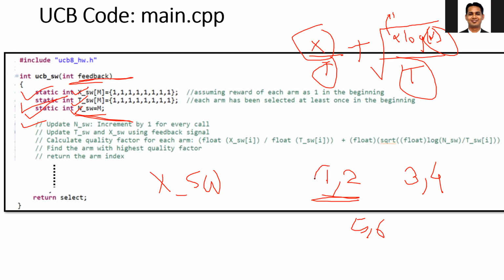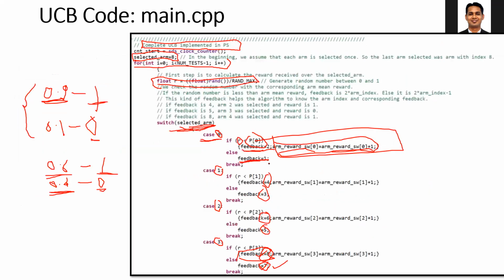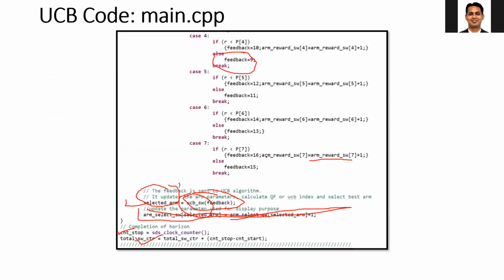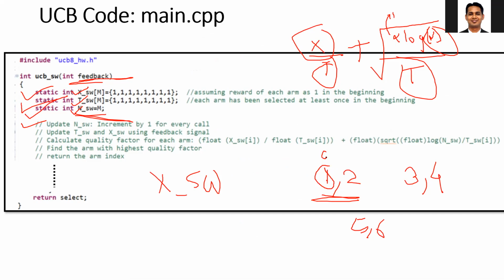If you go back to the C code, you can see that if it is odd, then your reward was 0. And if it is even, your reward is 1. So what you will do: if it is odd, you will not increment the XSW of that particular arm. If it is even, you will increment the corresponding XSW.